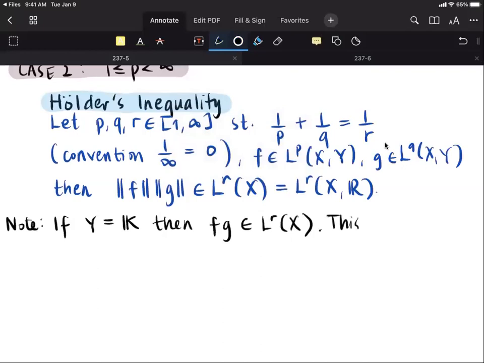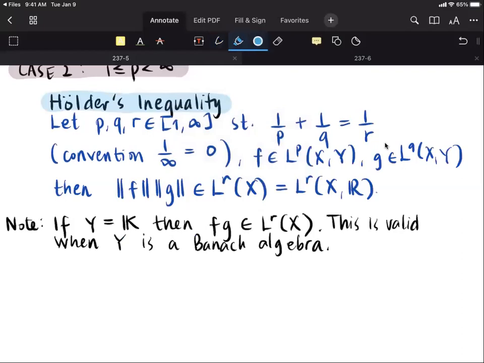In fact, this is valid when, let's say, Y is a Banach algebra. Okay. So a Banach algebra is a Banach space wherein there is a multiplication operator. Okay, so that this is a well-defined process.